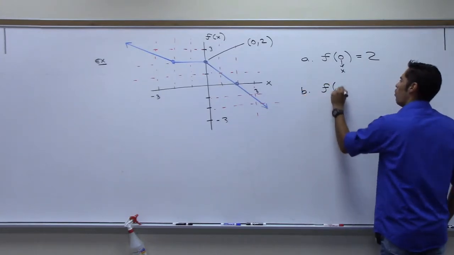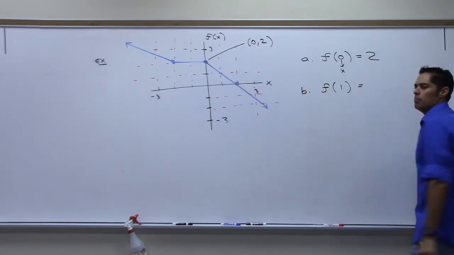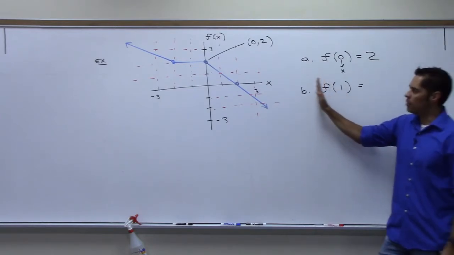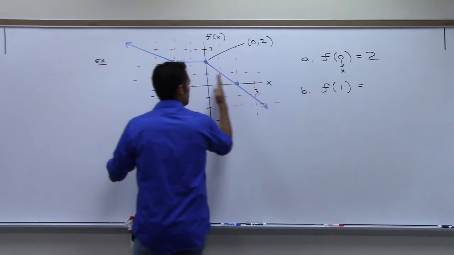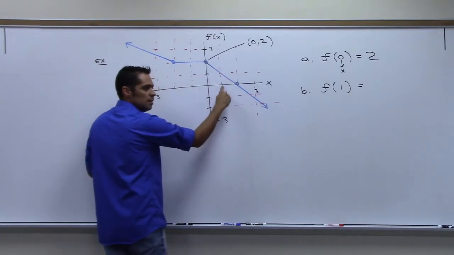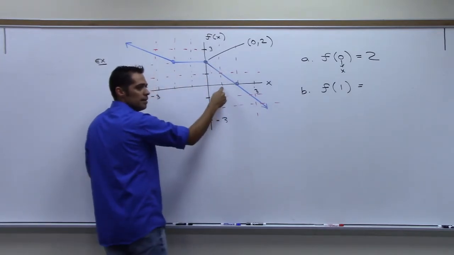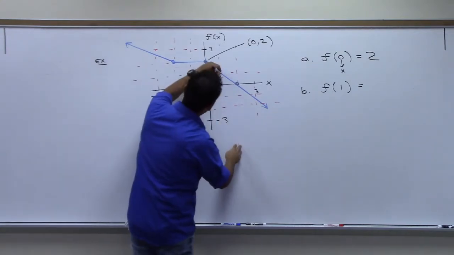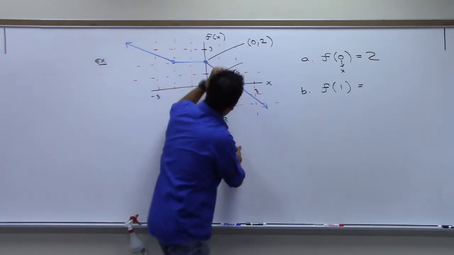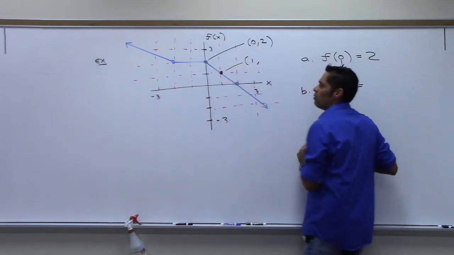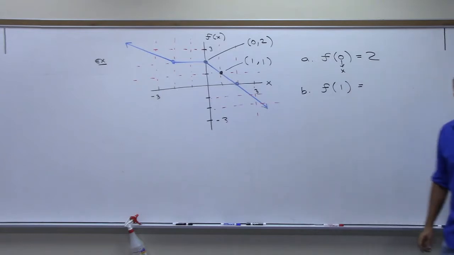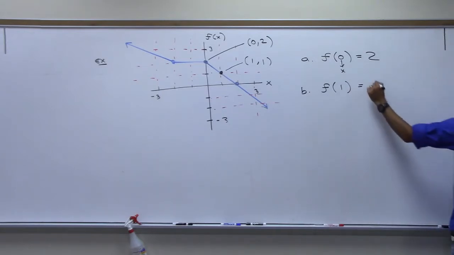What about this one? F of 1. So now you're moving, this is the input, right? The x. You're moving along the x direction. You find 1, which is here. And you look up and down to try and find the graph, and it's actually above you, right? This point. And so you look at that point. It has an x coordinate of 1. What's the y coordinate? Looks like 1 again also. Right? So this would be 1.